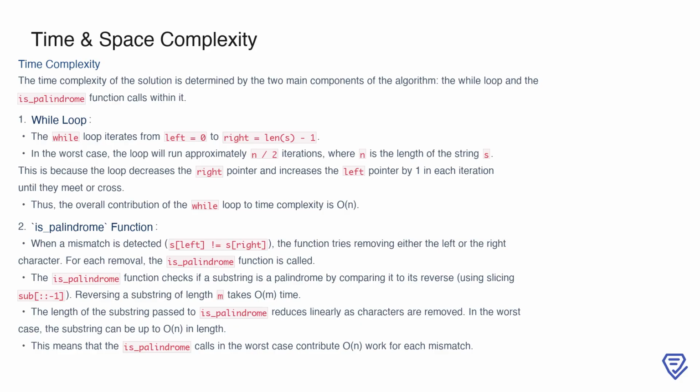Now, when the loop detects a mismatch between characters, the is_palindrome function is triggered. This function checks whether the substring formed by removing either the left or the right character is a palindrome. This check involves reversing the substring, which takes O(m) time for a substring of length m. In the worst case, the length of this substring can be as large as the original string, or O(n). Thus, the is_palindrome function can contribute up to O(n) for each mismatch. Together, these components form the foundation of the algorithm's time complexity analysis.